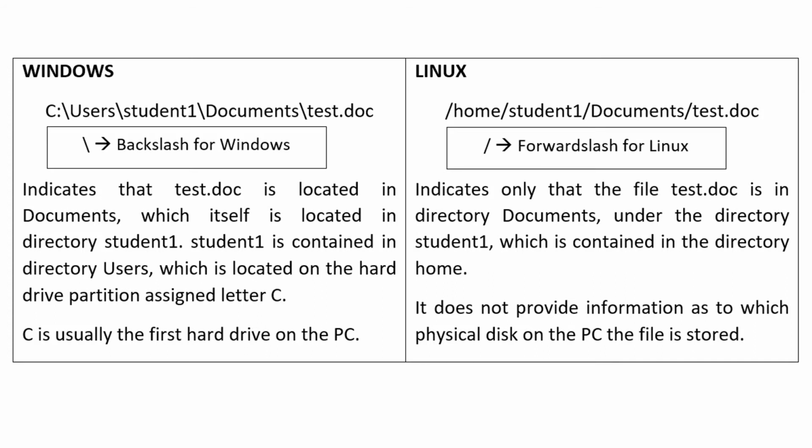Now we look at the Linux path. You can see this file test.doc is located in root, which is /, then home, student 1, documents, and test.doc. So it does not provide any physical disk like what we have in Windows. The top directory is the root, the / at the beginning of the path.